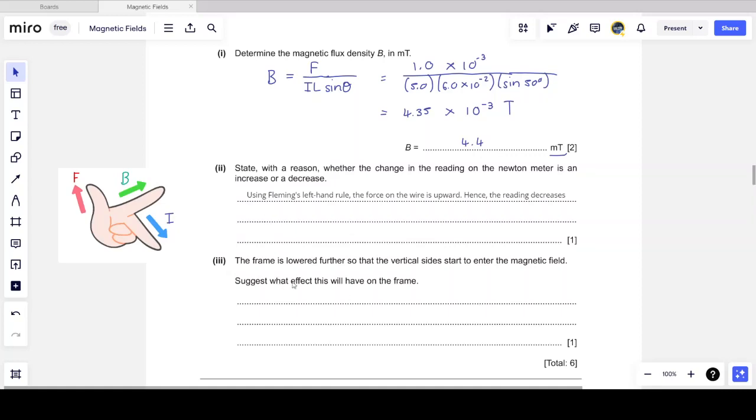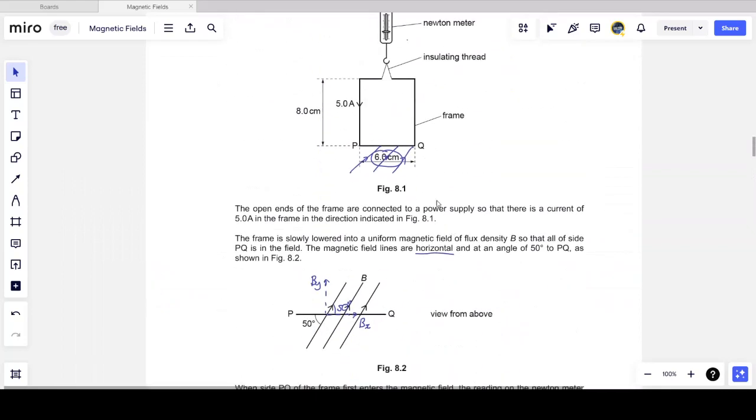The next question says the frame is lowered further so that the vertical sides start to enter the magnetic field. We are asked to suggest what effect this will have on the frame, only for 1 mark, but quite a lot of work has to go into this 1 mark. If the vertical sides are now lowered into the horizontal field lines, I have something happening. I have that the y components and the x components are both perpendicular to the vertical sides. So I have two components of the field that will cause a force on either of these sides.